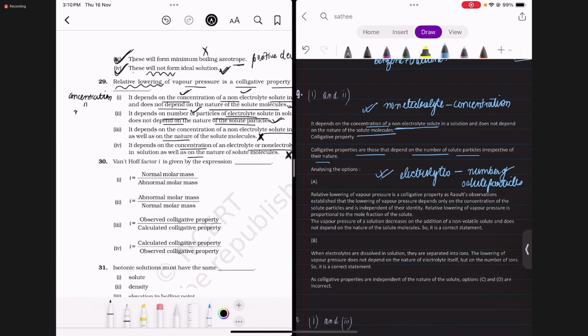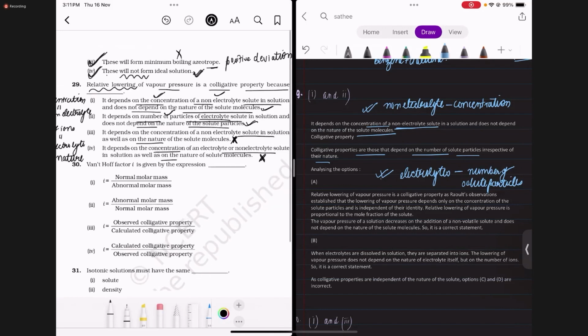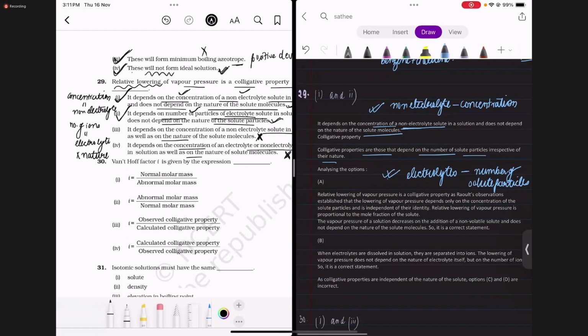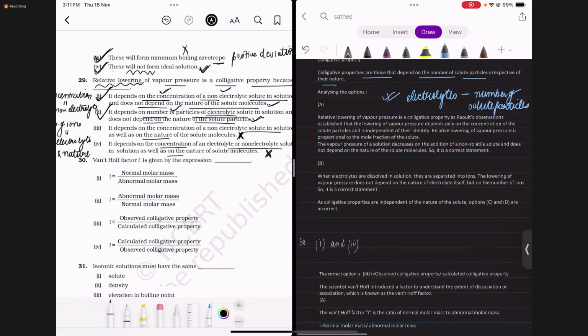Concentration in cases of non-electrolyte and number of ions or number of solute particles in case of electrolyte, and never depends on nature. So ये इसके बेसिस पे हमारे करेक्ट ऑप्शंस होते हैं क्वेश्चन नंबर 1, ऑप्शन नंबर 1 एंड ऑप्शन नंबर 2. So ये हुआ हमारा क्वेश्चन नंबर 29. Now we come to question number 30.